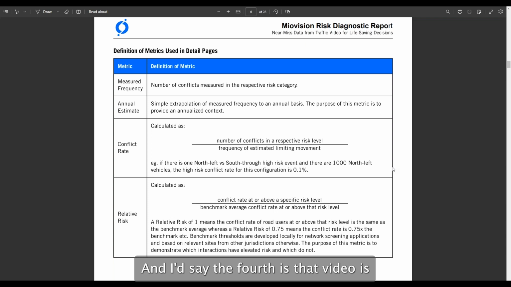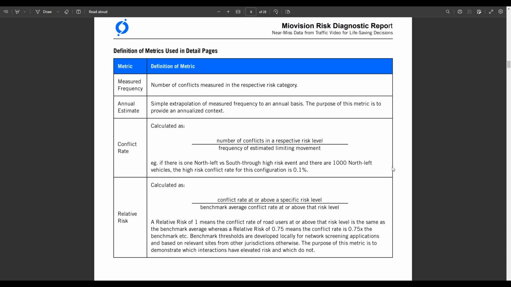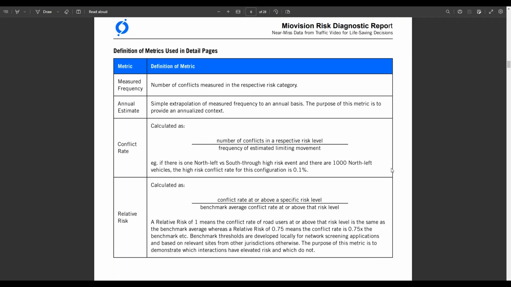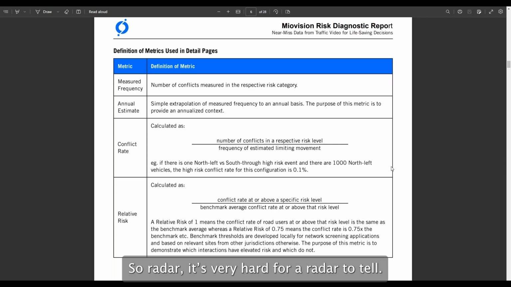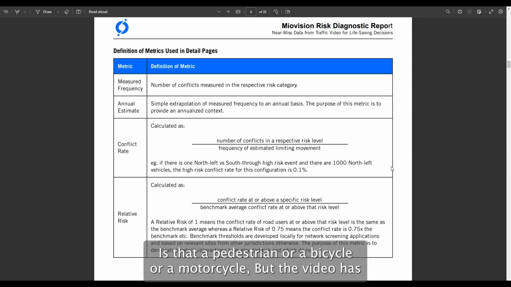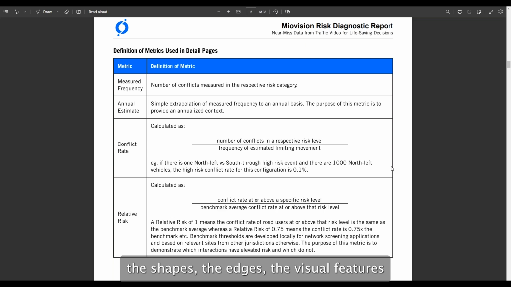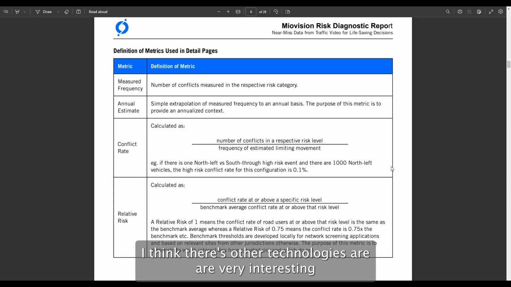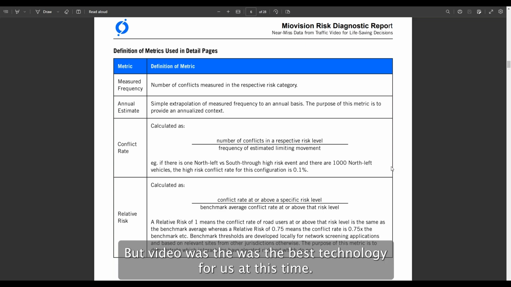I'd say the fourth is that video is by far a better technology for really reliable classification of road users. It is very hard for a radar to tell whether something is a pedestrian, a bicycle or a motorcycle, but the video has the shapes, the edges, the visual features that the neural networks can use to accurately classify the road users. I think these other technologies are very interesting and will play a big role in smart cities going forward, but video was the best technology for us at this time.